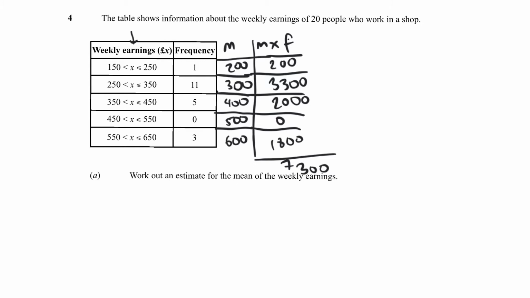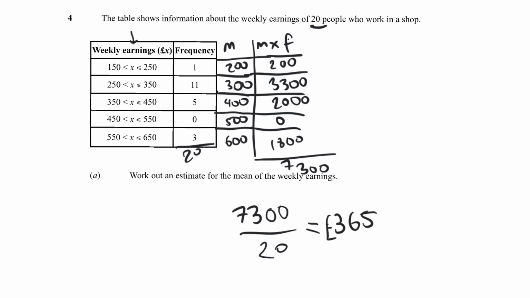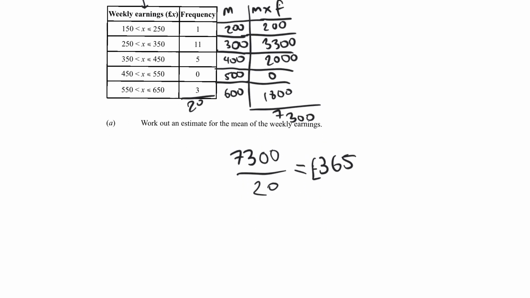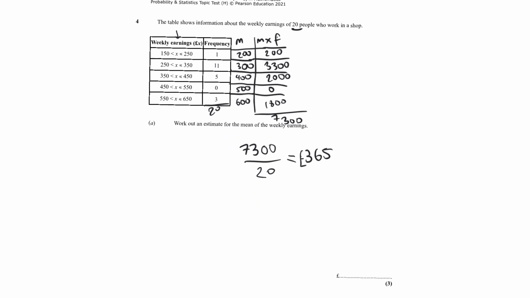So now that we've worked out the total, we know that the mean is your total divided by the total number of numbers. And we can see that this is out of 20 people, because our frequency should add up to 20 as well. So then the last bit is you're going to do that 7,300 divided by 20. And in your calculator, that should leave you with an answer of £365. So that would be the mean weekly earning.